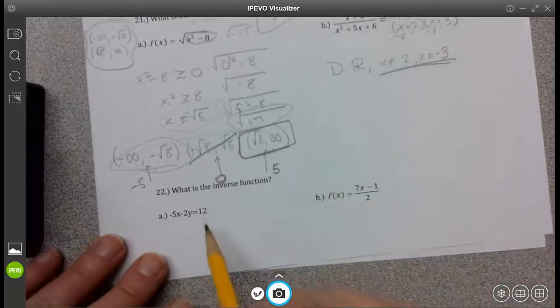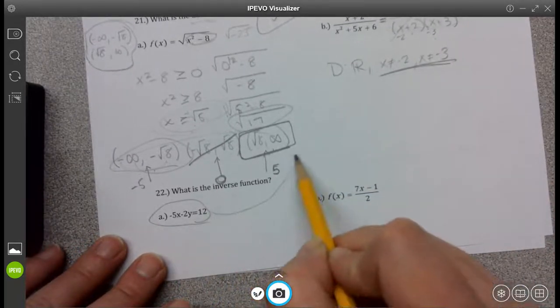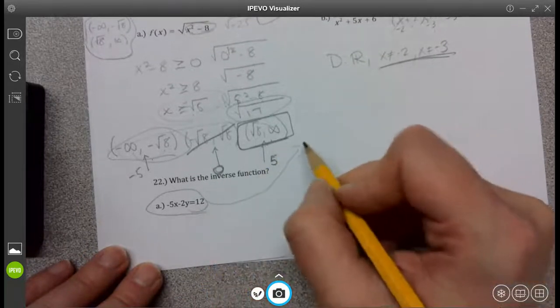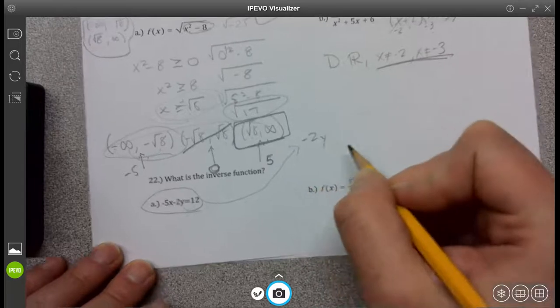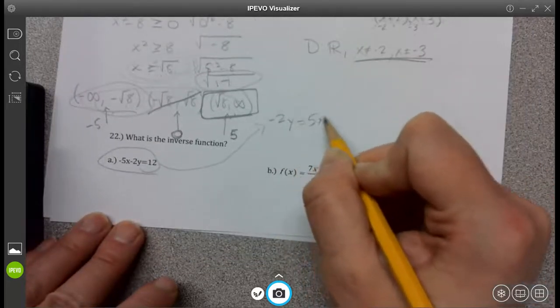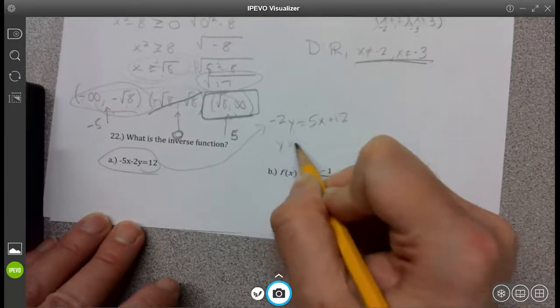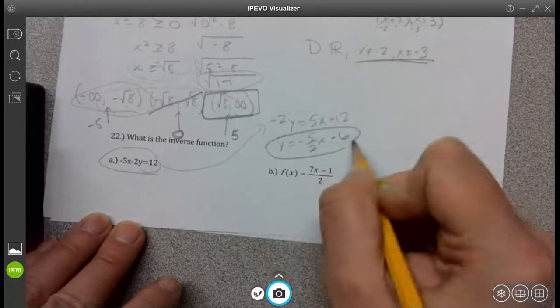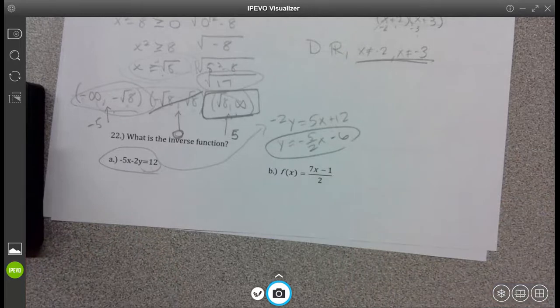All right, this one is a little tricky. It's not in slope-intercept form. It's not in a y equals form. So get it to where it's y equals. So get it to where y is by itself. Okay, now you can do it.